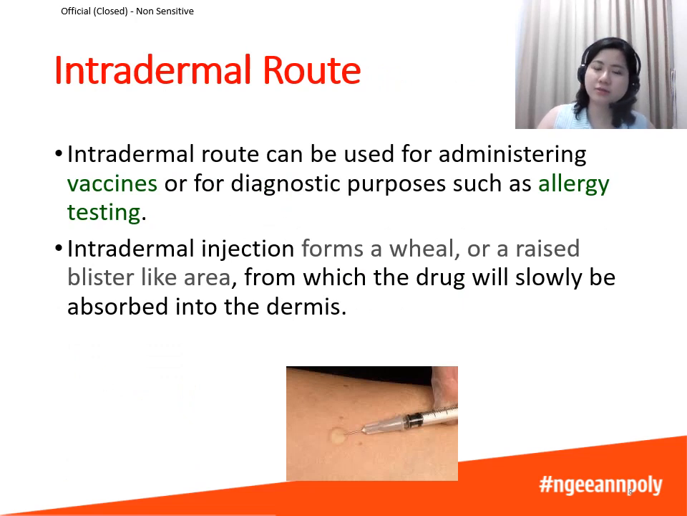The intradermal route is not so commonly used, but it can be used for allergy testing. It is also used for a limited number of vaccines such as BCG and rabies vaccines. After an intradermal injection, you can see a wheal or blister-like area, like in the photo, that contains the injected solution.